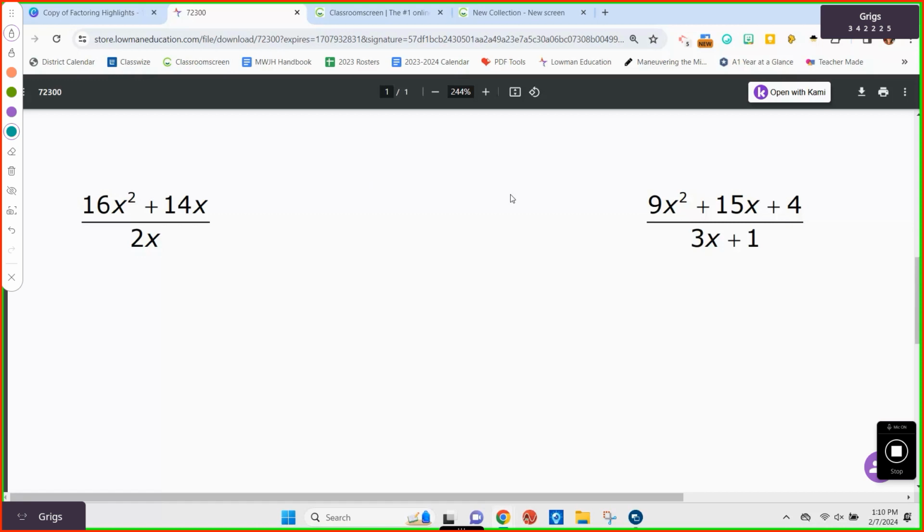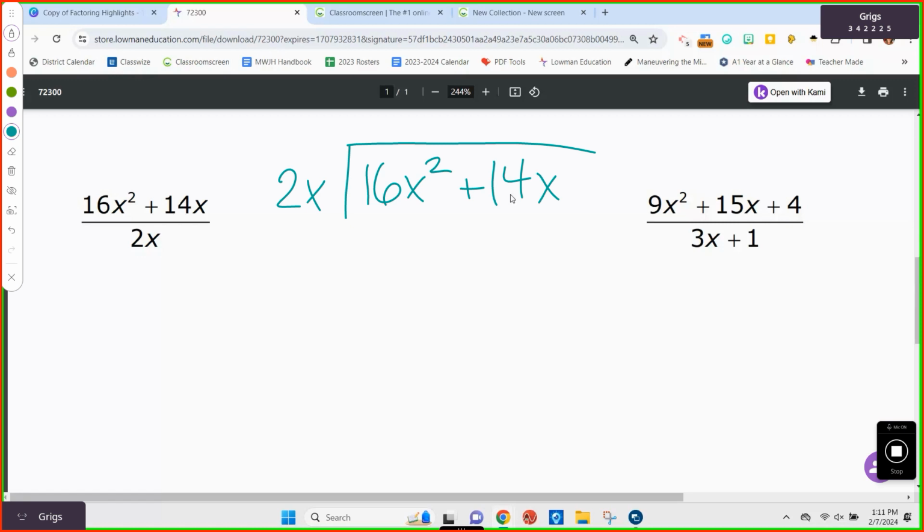Okay, so here's what I want you to set up on our paper. This is the easier one, so we're going to start with it. So 2x is my divisor, it goes outside the house. And then I'm going to have 16x squared plus 14x. So write this down exactly how I have it. You can divide that.